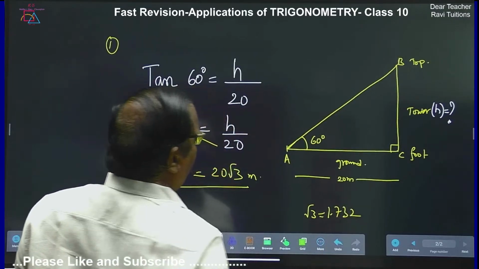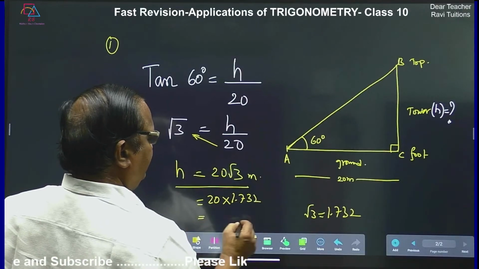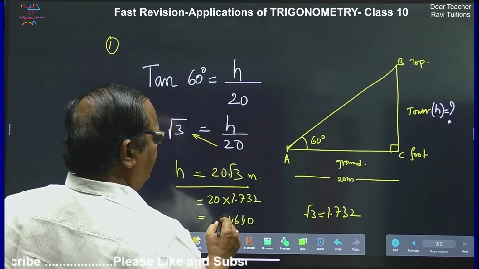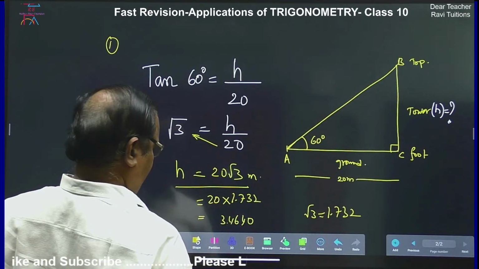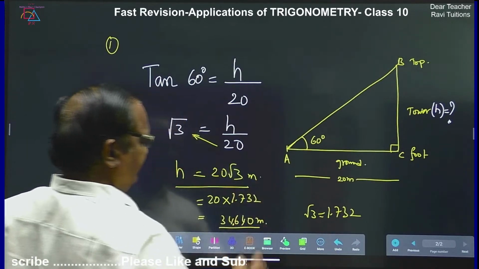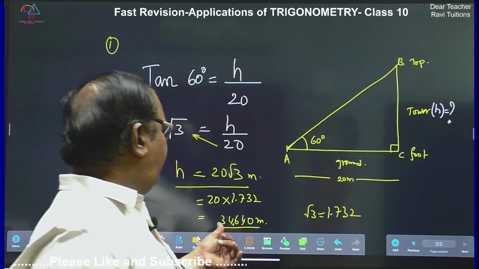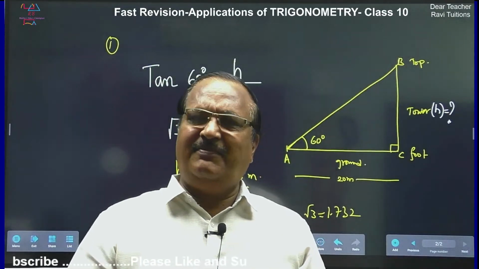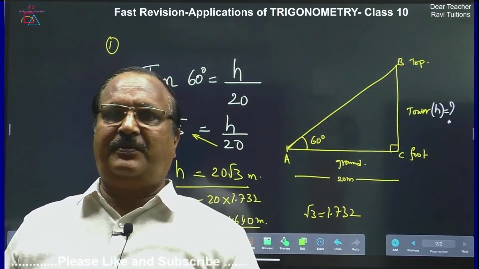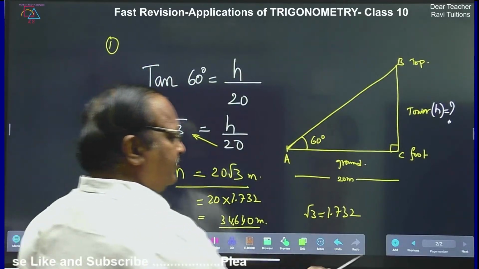Root 3 value is 1.732. So now multiply it, 20 into 1.732. So 0, 2 to the 4, 3 to the 6, 7 to the 14. Okay. So 34.640 meters. So the height of the tower is 34.64 meters. That's it. Very simple. This is a basic problem. This question you may get in 1 mark question, 2 marks question also. Okay, MCQ question also. So now let us go to bigger problem.